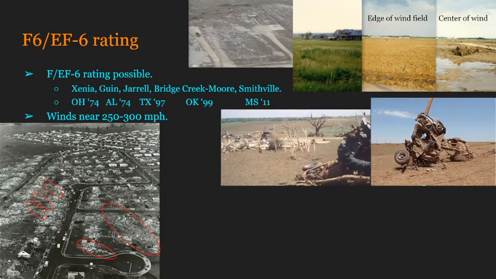We have Bridge Creek Moore, the most powerful tornado ever recorded. 301, I thought I said 3001, I'm sorry. 301 miles per hour plus or minus 20. What I presume to be a truck.